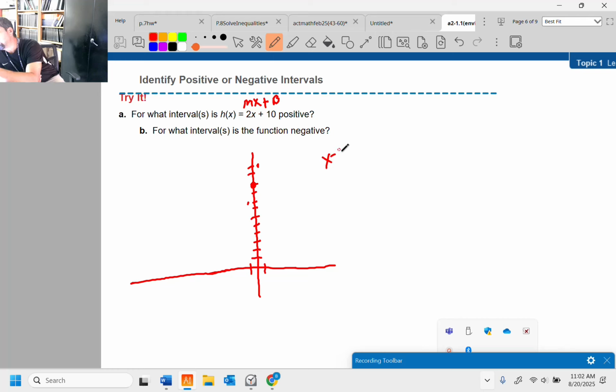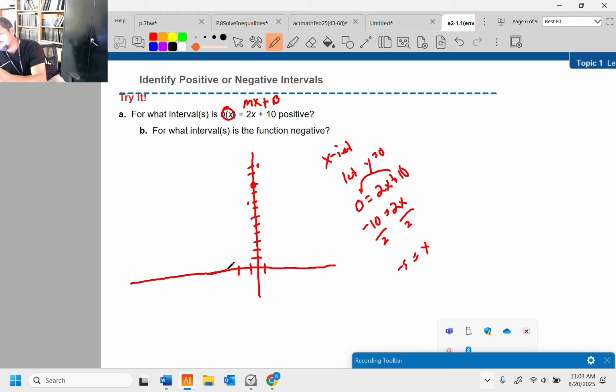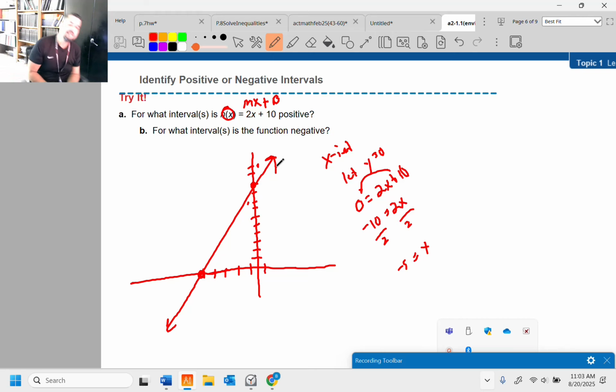So remember, to find an x-intercept, we let y equals 0. So we're going to replace that piece right there with a 0. 0 equals 2x plus 10. It's a two-stepper. Subtract 10. Negative 10 equals twice x. Divide by 2. X is negative 5. That is a very key point, because to be positive, you're going to be above the x-axis.